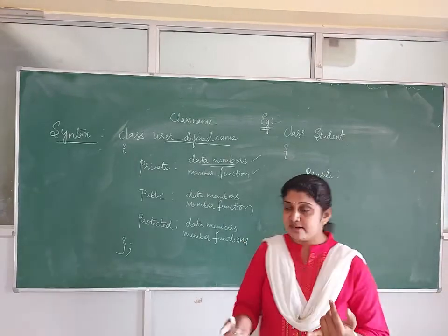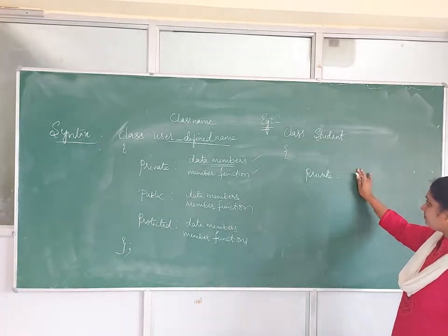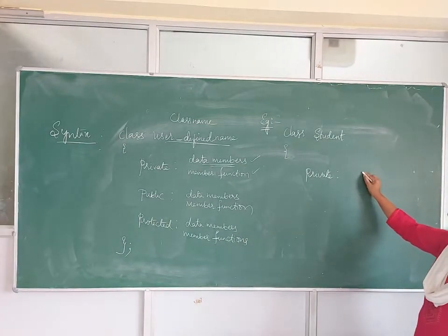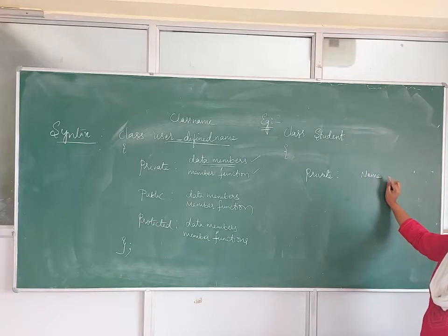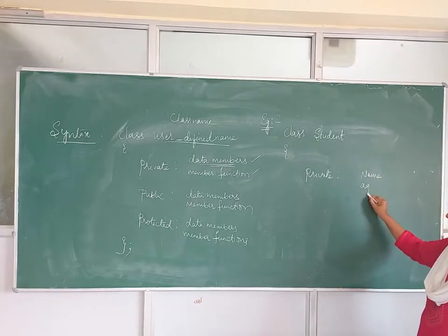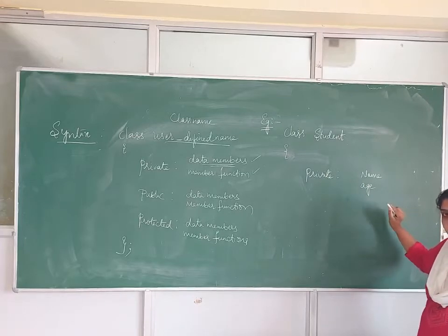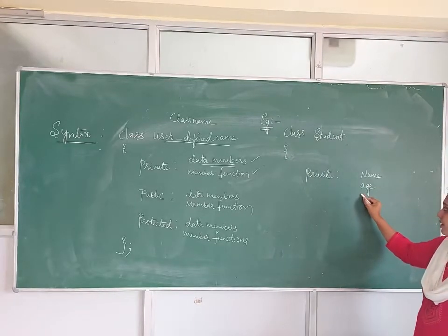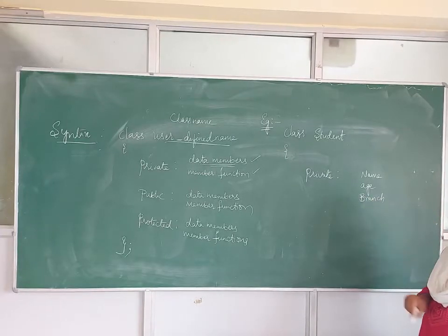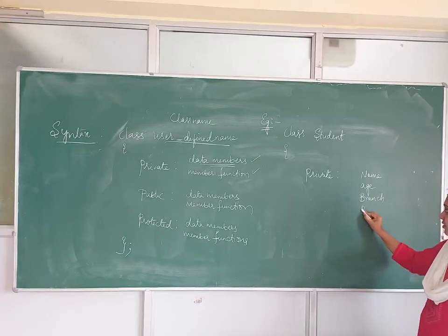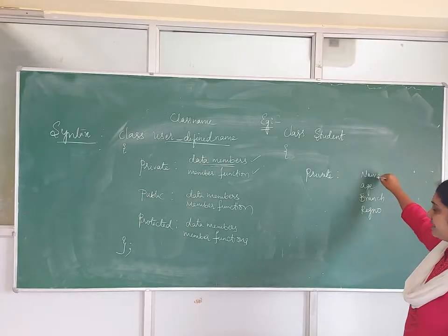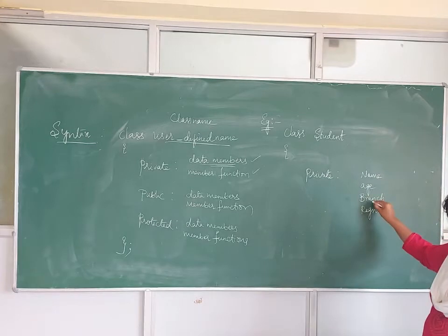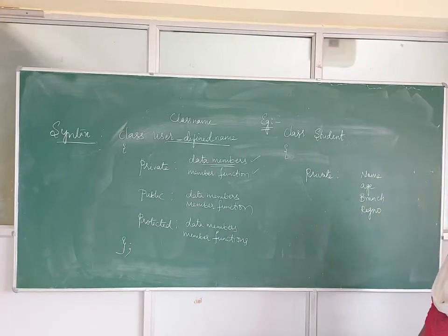I can consider the name of a student. I can consider the age of the student. I can consider branch. I can also consider register number, etc. So I can consider name of the student, age, branch, and register number.